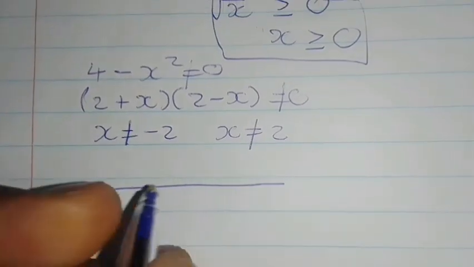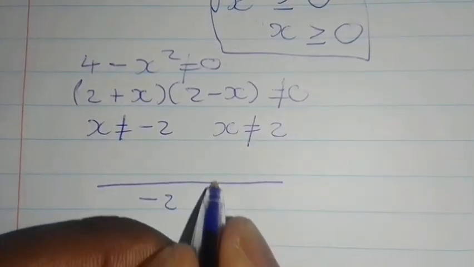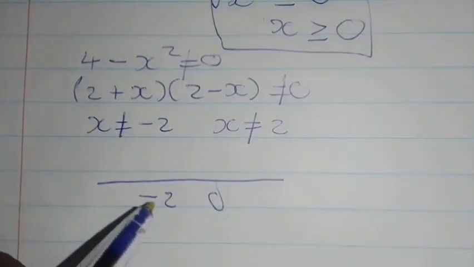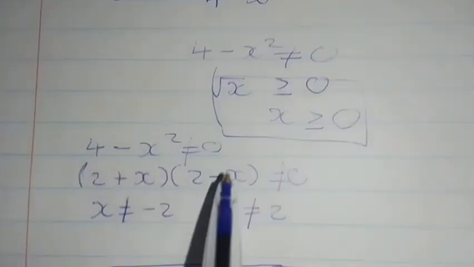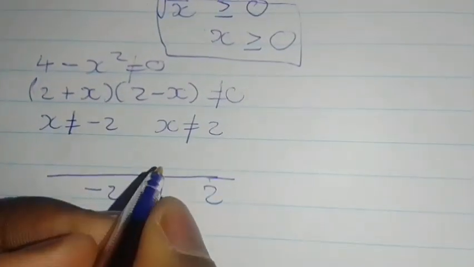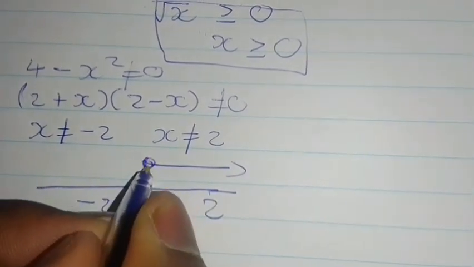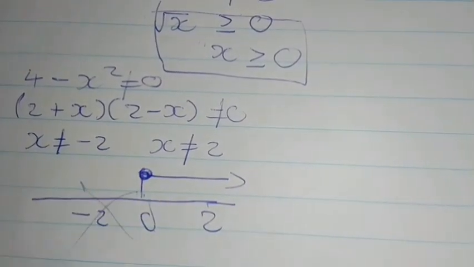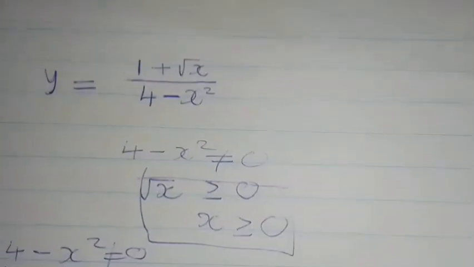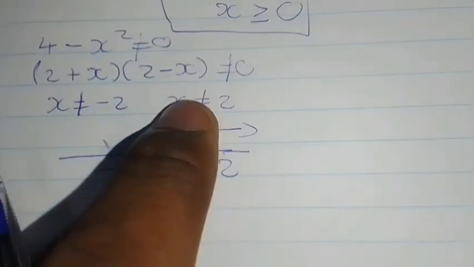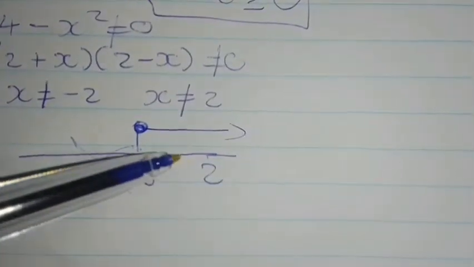So I'm just going to draw a number line and represent these values there. So I have minus 2, and 0 will be somewhere between minus 2 and 2. And from then we know that the square root is only defined for x equal to or greater than 0. So we have this point. That means we can neglect minus 2 because we already have the interval that x is greater than 0. But we know that the denominator will be 0 if x is equal to 2.